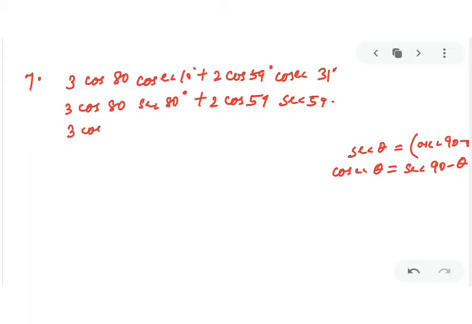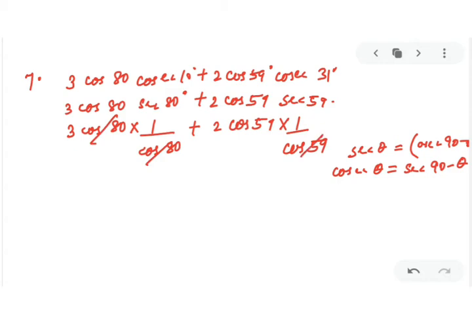These identities you have to remember. Now 3 cos 80, I'll keep it as it is. For sec 80, I will put 1 upon cos 80. Again for 2 cos 59, I'll keep it as it is. For sec 59, I'll put 1 upon cos 59. I can reduce this. So my answer is 3 into 1 plus 2 into 1. So my final answer is 5.